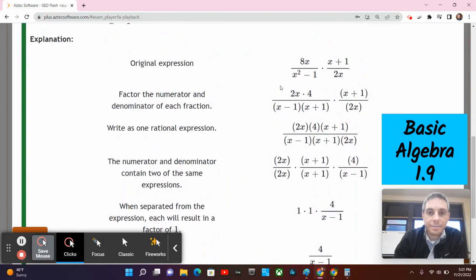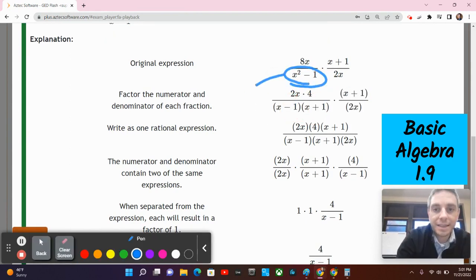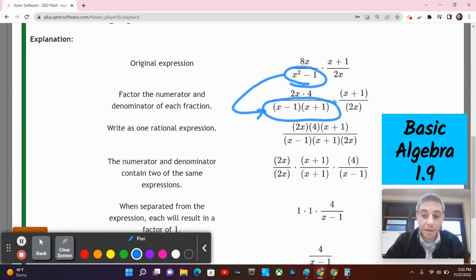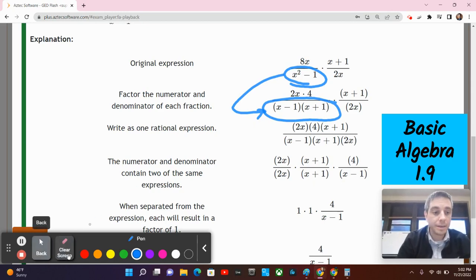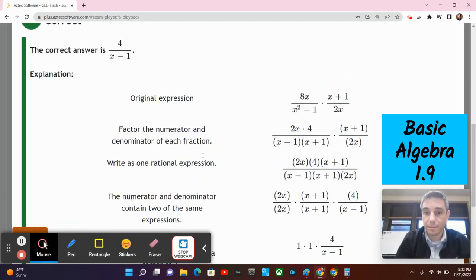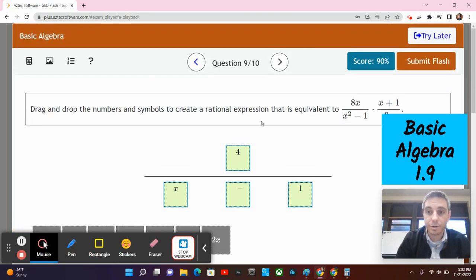Yeah, right here, they did x squared minus 1. They factored it. It says factor the numerator and the denominator of each fraction. So they basically said that is equal to that. You could spend a week practicing that skill, and it might show up in one question out of your 46. So don't get too concerned about it. If you want to learn more about factoring like that, I would be more than happy to share.